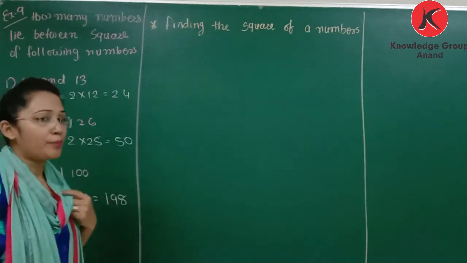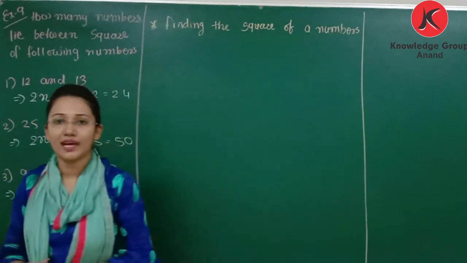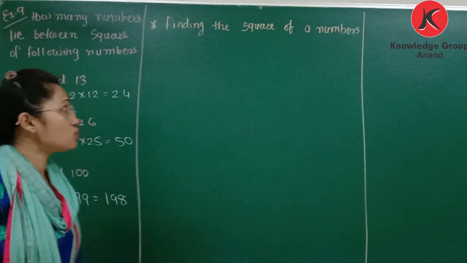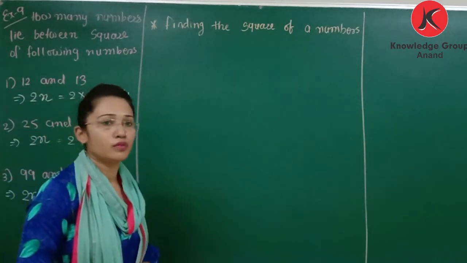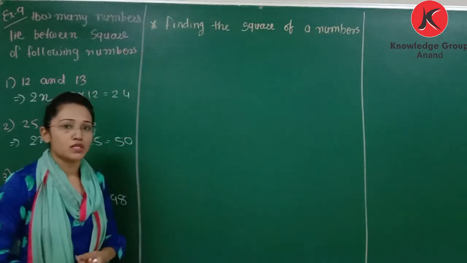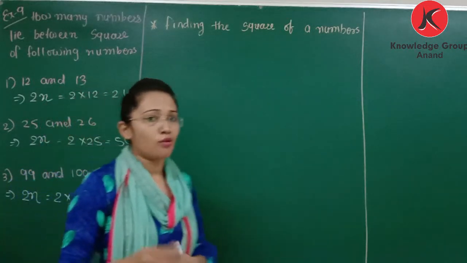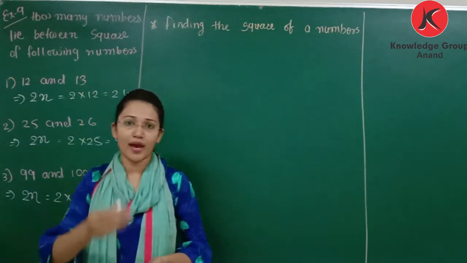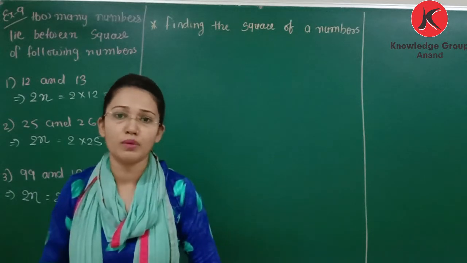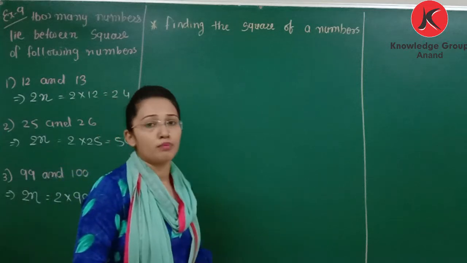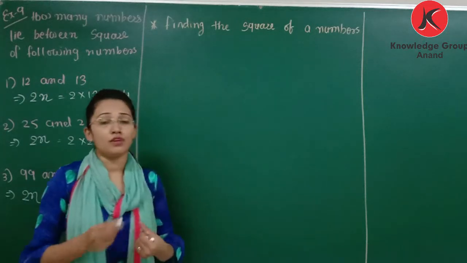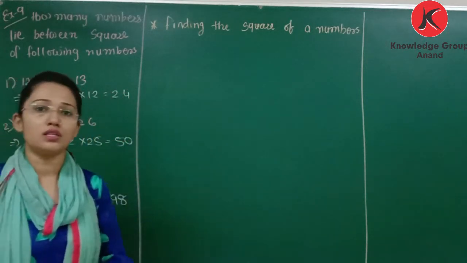Okay, if you practice examples, you will remember all the rules. Now the next topic we learn is finding the square of numbers. We already learned the squares from 1 to 20 and they are easy to remember. But sometimes we need to write the square of a large number. So at that time we need some methods to calculate the square of a number.